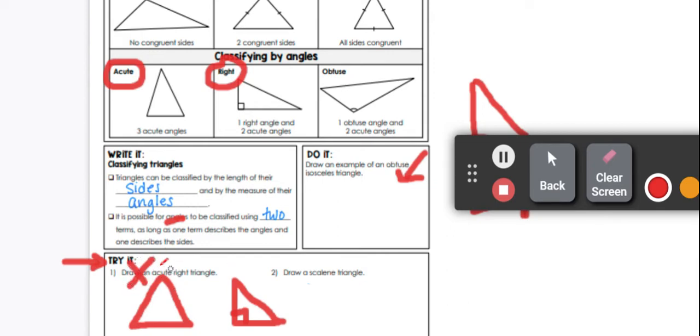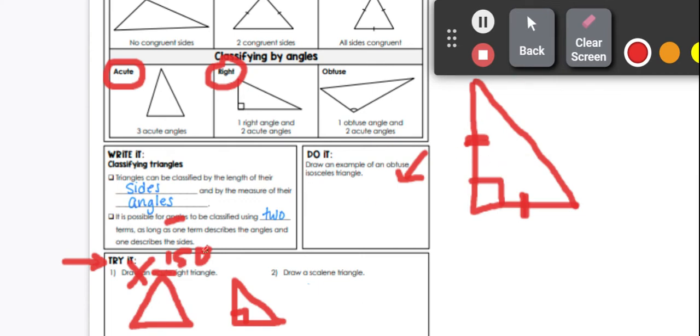Could you change one of these features, either the right part or the acute part, to make it true? Well, sure, you could say, I'm going to make an isosceles right triangle, like we did up here. So you can make an isosceles right triangle. If you classify by sides and angles, then you can have two descriptors. But if you try to classify by angles twice, you're going to run into an issue like we did here.